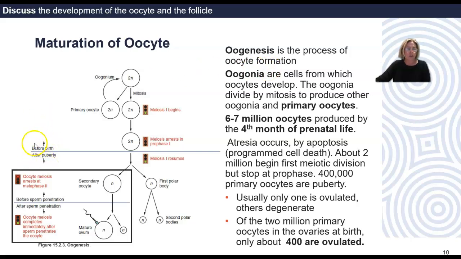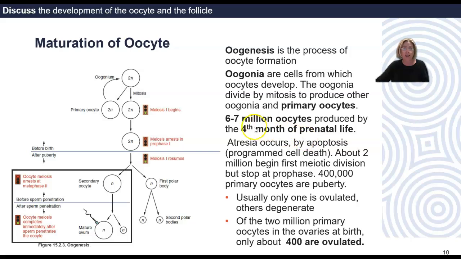Now, oogenesis is the process of oocyte formation. You can see in this figure over here that there's stuff going on in utero, so before the female baby is born, and then after puberty. Now, just like with the male reproductive system, we had spermatogonia. Here we've got oogonia, and the oogonia is this kind of bank of cells from which the oocytes develop. The oogonia contain the diploid number of chromosomes, and they divide via mitosis to produce other oogonia and these primary oocytes.